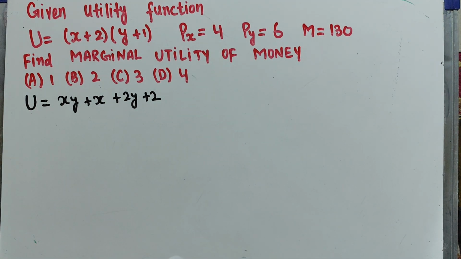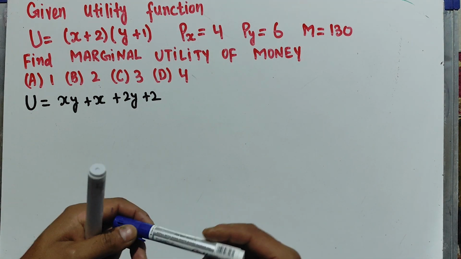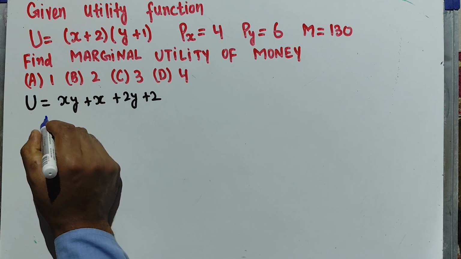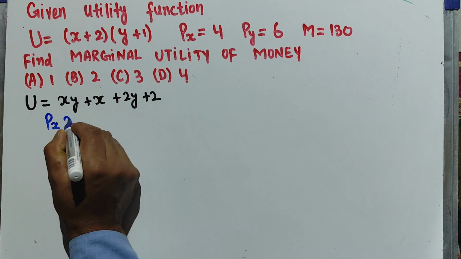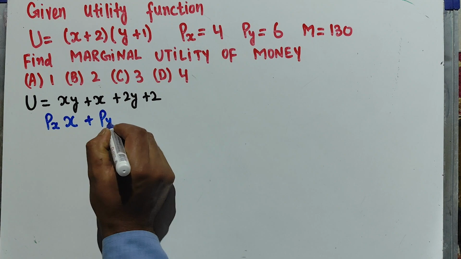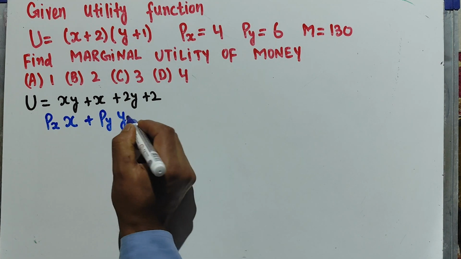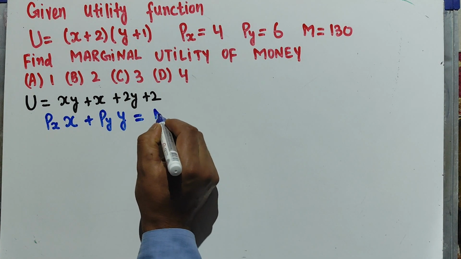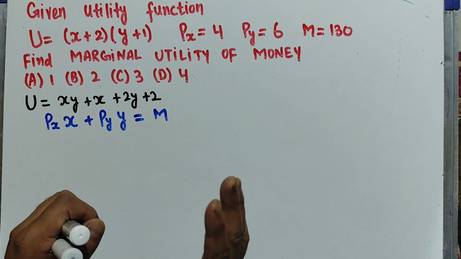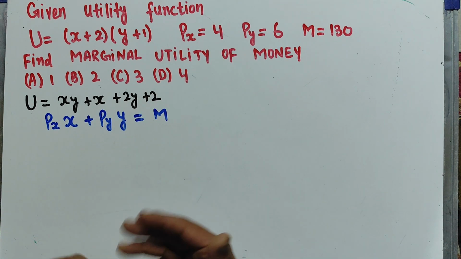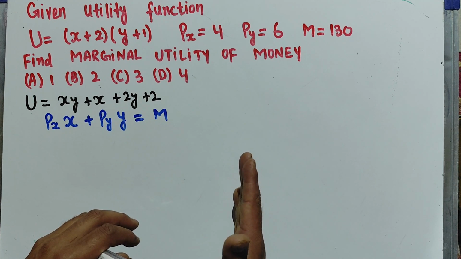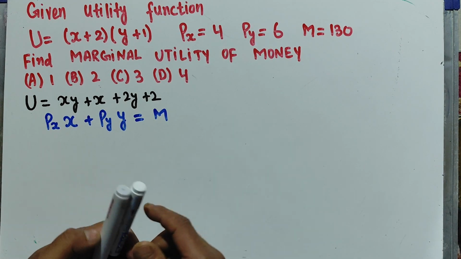So given this utility function, what is the budget constraint of the consumer? So budget of the consumer is, that is the price of good x times units of good x that the consumer will consume, plus price of good y times the units of y that the consumer should consume, should be equal to the income of the consumer. So what exactly happens here? First we need to find out the optimal consumption bundle of the consumer. We have to apply the Lagrange's method here to find out the marginal utility of money.